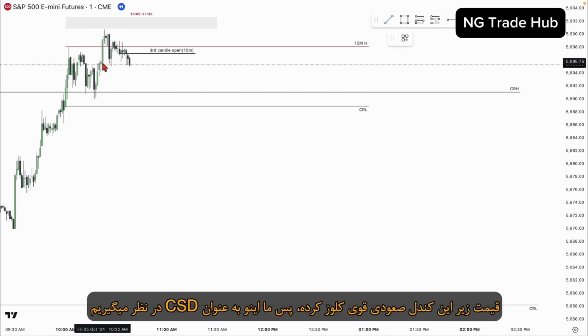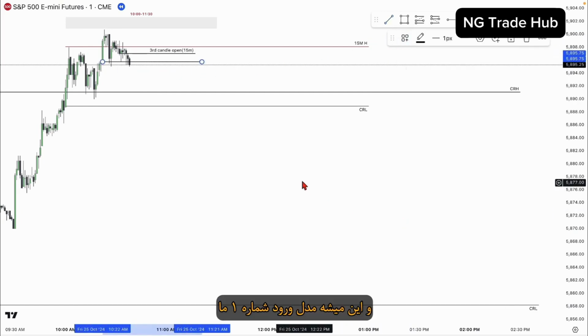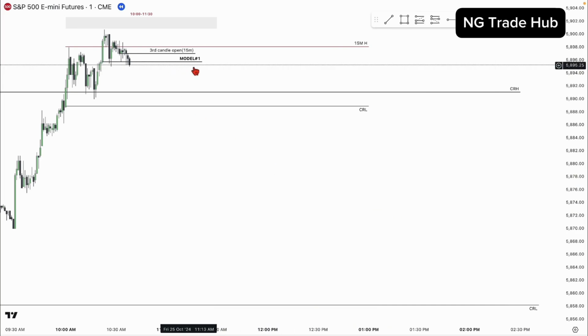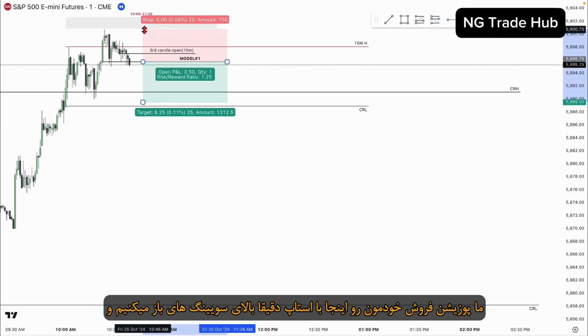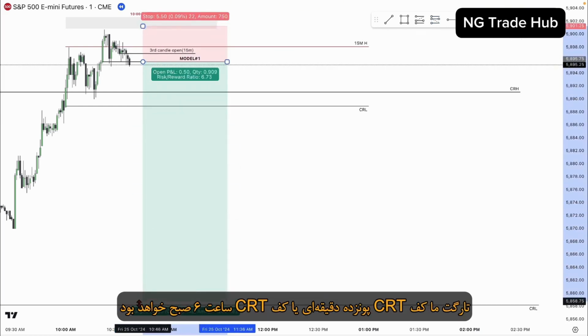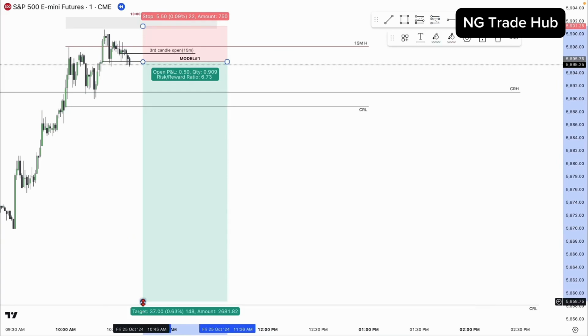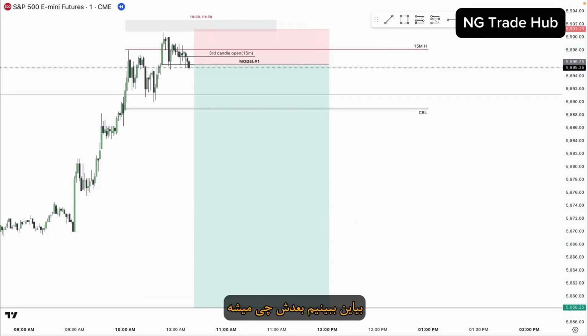The price has closed below this thick up-close candle, so we will consider it as CSD, and this will be our entry model 1. We will open our short position here with our stop just above the swing high, and we will target the 15-minute CRT low or the 6 a.m. CRT low. Let's see what happens next.